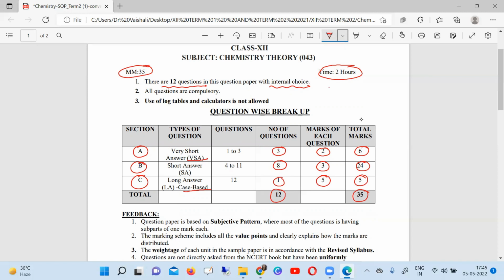I hope it is clear. Again, I'm repeating: Section A has 3 questions of 2 marks. Section B has 8 questions, each of 3 marks, that is 24. And Section C has only 1 question of 5 marks. So the total is 35, like this.